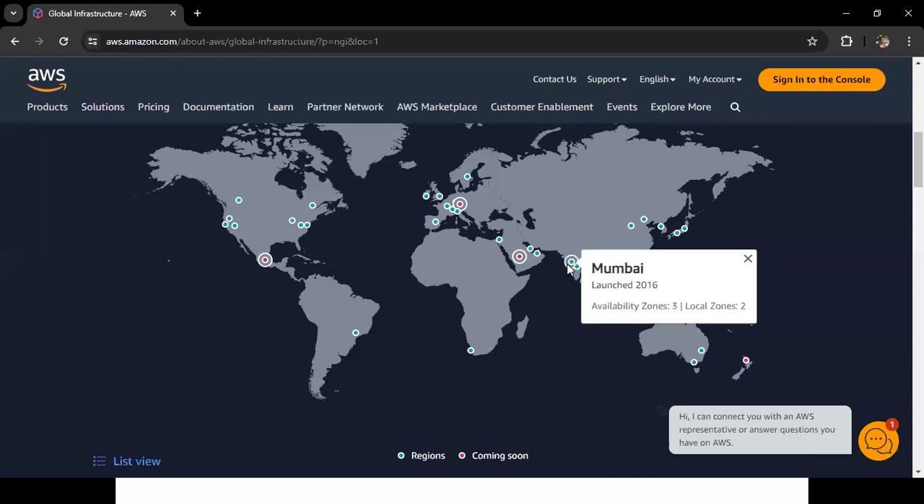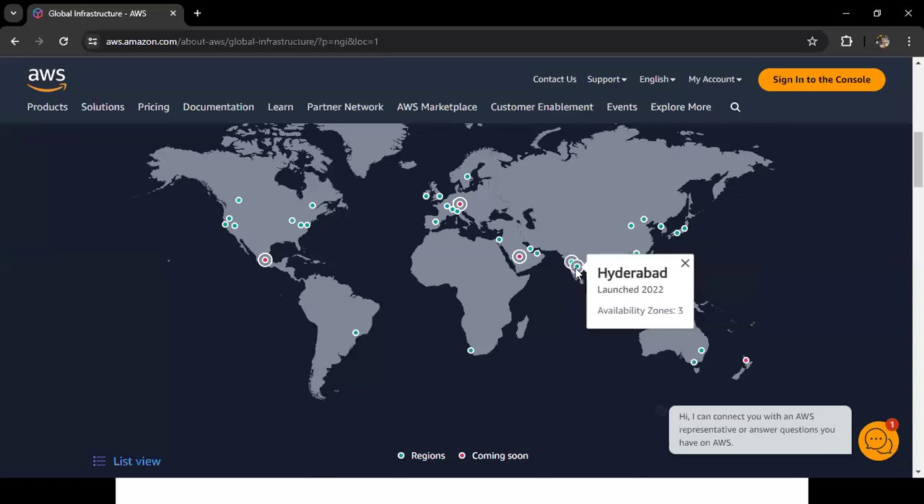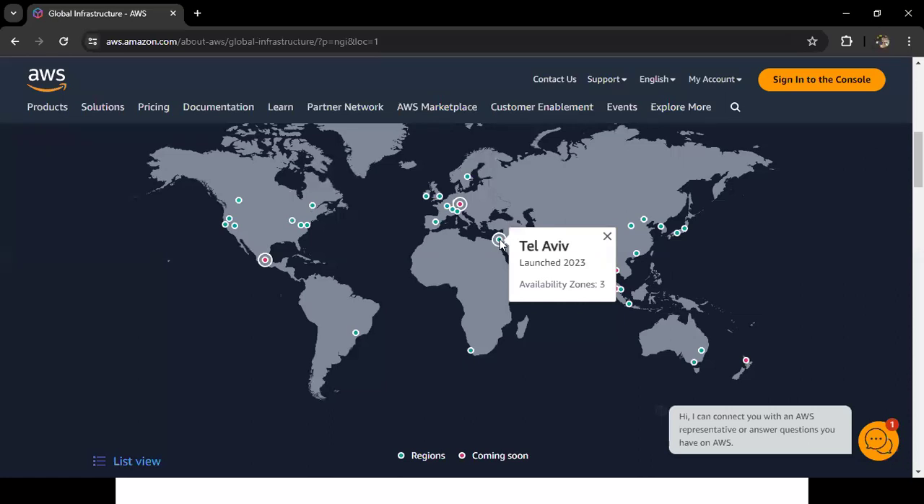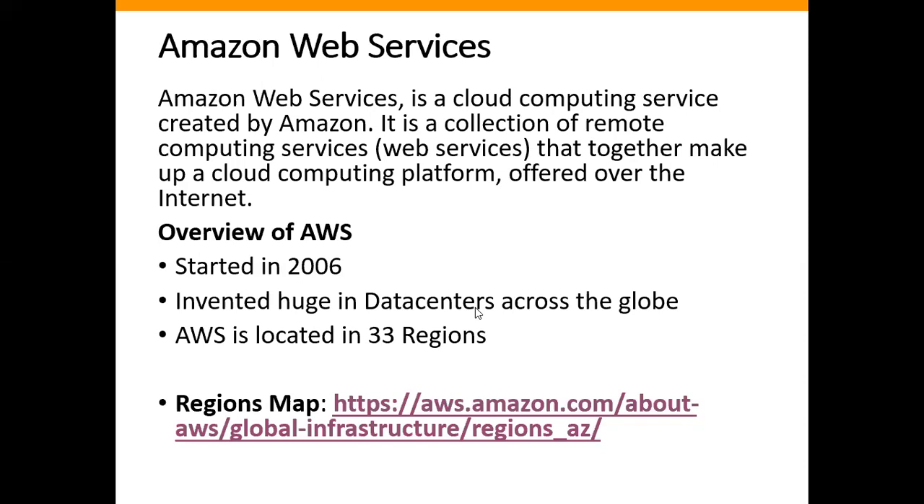In India, we have Mumbai, launched in 2016. Then we have Hyderabad, launched in November 2022. Recently, they have launched one in 2023 also. Here it is, Israel. The Israel one was launched in November or December 2023. It's a recently launched region. So they have a total of 33 regions, meaning 33 data centers all over the world, to give better connectivity to their customers.